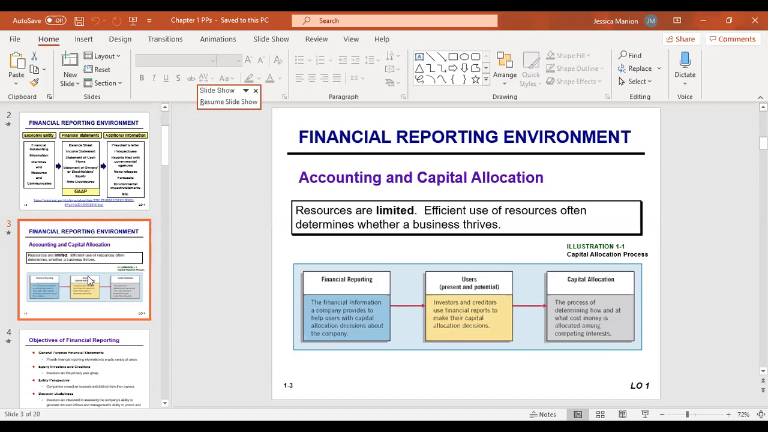So that's kind of where accounting and capital allocation link together, is that we need financial accounting and reporting to be able to, as a company, raise capital funds, whether it's through selling shares of stock, selling shares of our company, whether it's through issuing bonds, whether it's through taking out a loan. We have to prove that we're worthy of that, right?